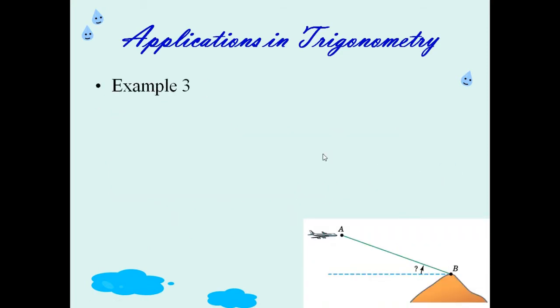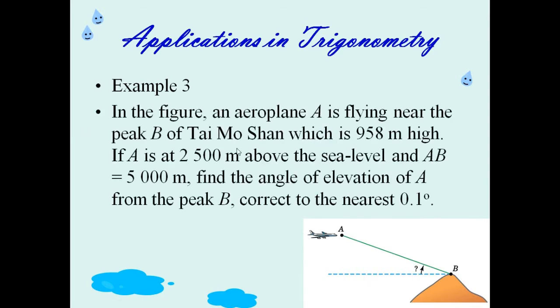The next example, here you will find this is a diagram. In the figure, there's an airplane. It's flying near the peak of Tai Mo Shan, which is 958 meters high. If A is 2,500 meters above sea level and AB is 5,000 meters, find the angle of elevation of A from the peak B, correct to the nearest 0.1 degree.